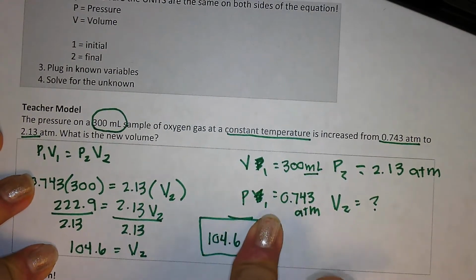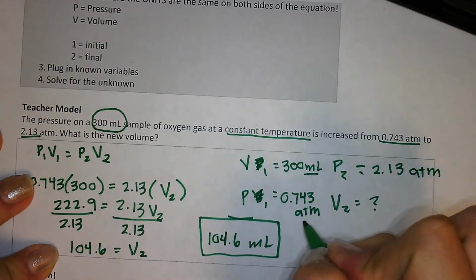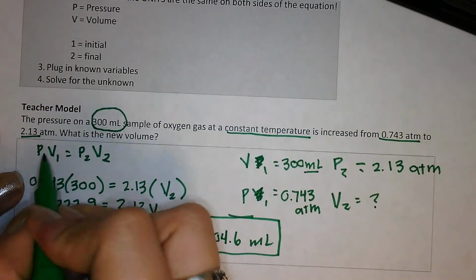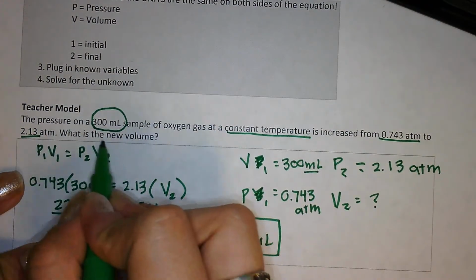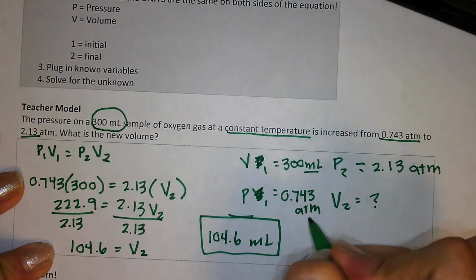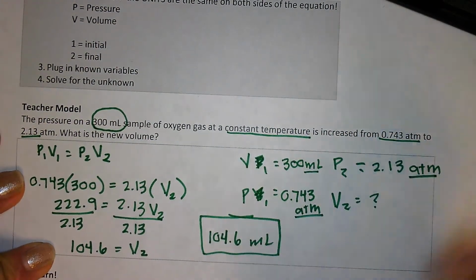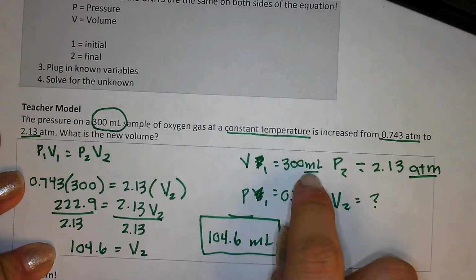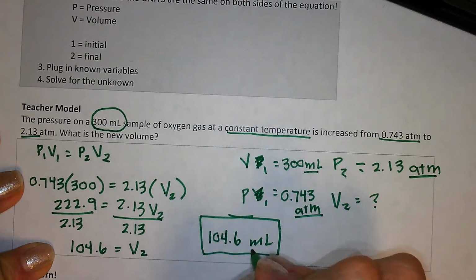Some things that you want to be aware of is you want to make sure that your units always match on both sides. So the units on this side have to be equal to the units on this side. So on this side I have atmospheres, on this side I had atmospheres, that was good. This side I have milliliters, and this side my answer is in milliliters.